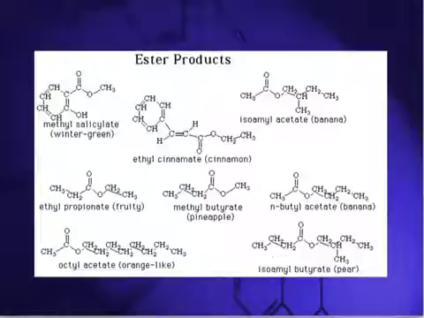Here we have methyl salicylate, which is found in chewing gum and can be easily made in high school reactions. Here we have ethyl cinnamate, which smells like cinnamon. Banana smells can be made from isoamyl acetate. Pineapple smells can be made from methyl butyrate, and a lot of the other fruit flavors.